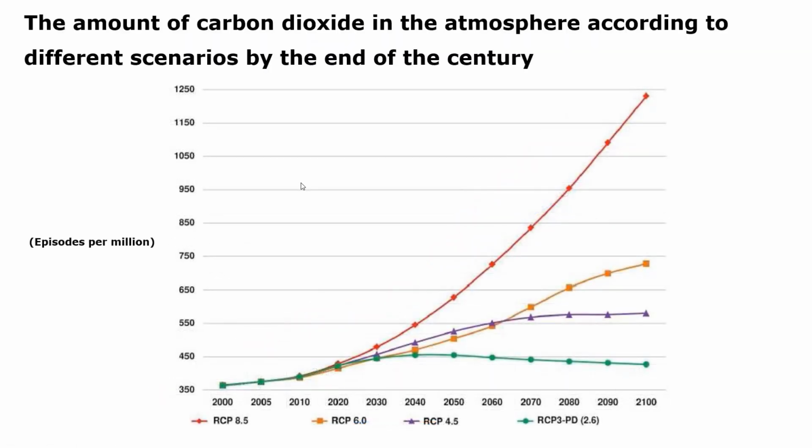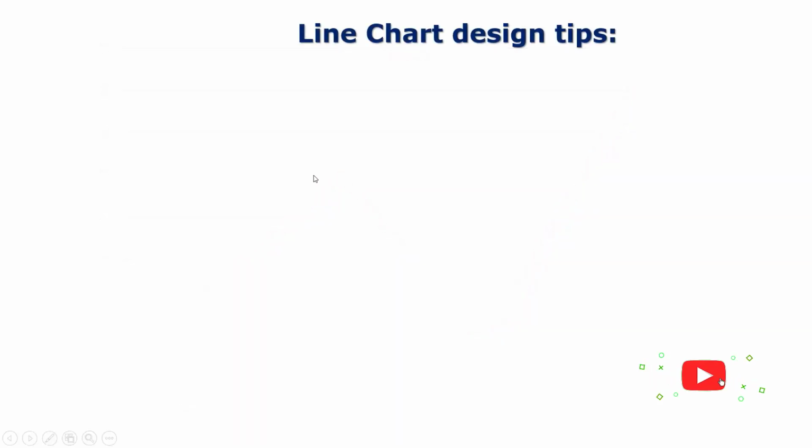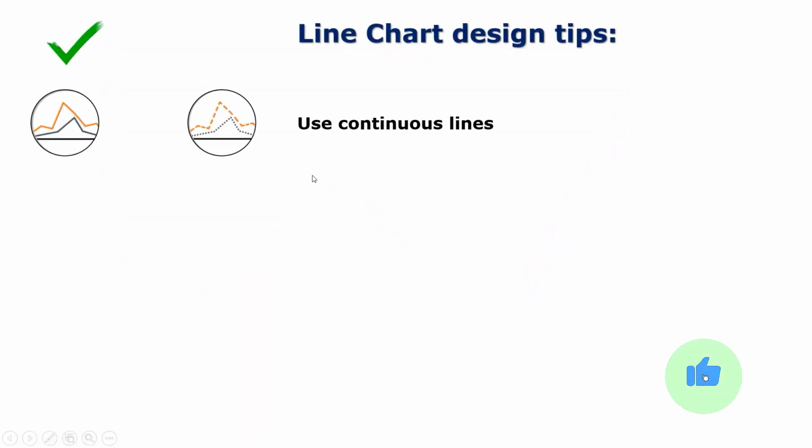This is another example of the line chart, and also you can use line chart to show the amount of sale in different months. I provide you the tips of designing the line chart here. It is better to use the continuous lines and don't use discontinuous lines. Don't select dashed lines in the style section. These continuous lines are suitable, and you can divide the different lines with different colors.